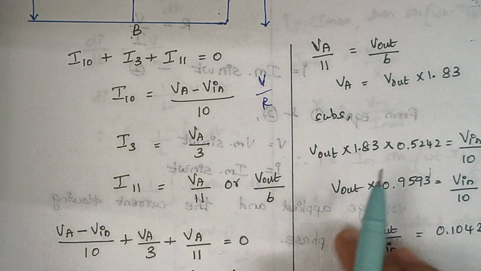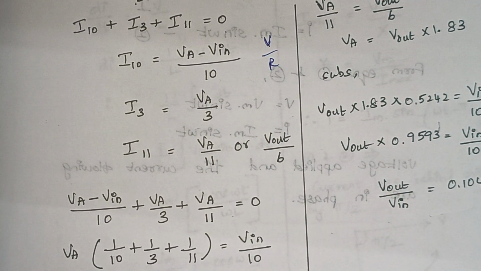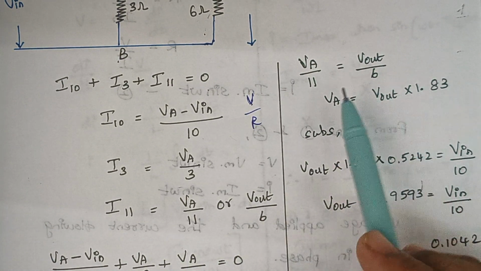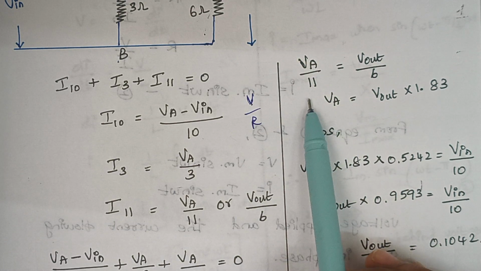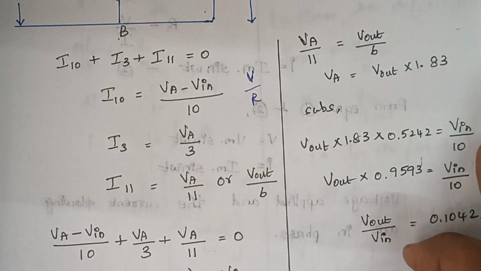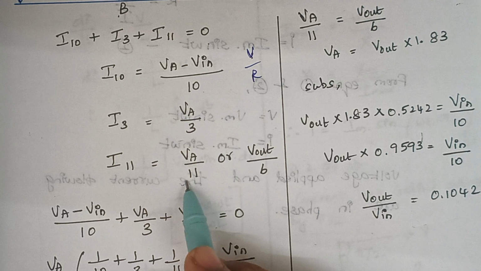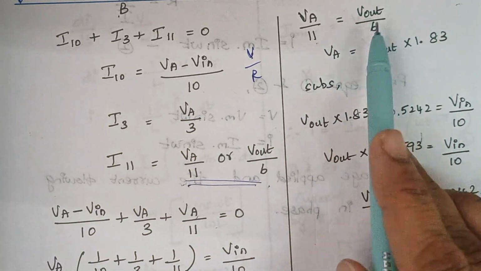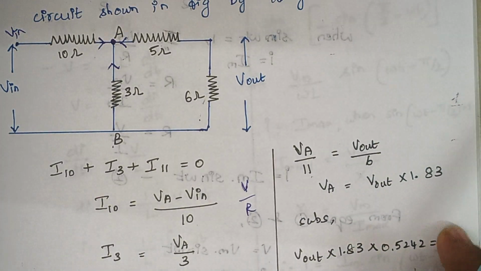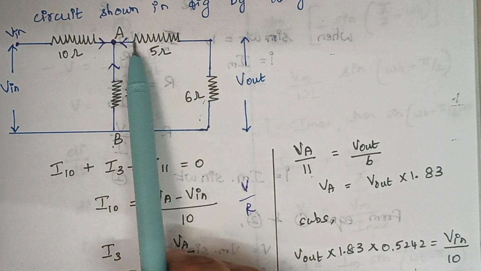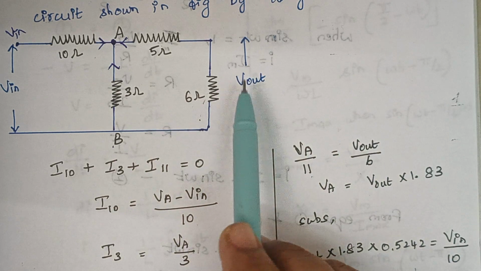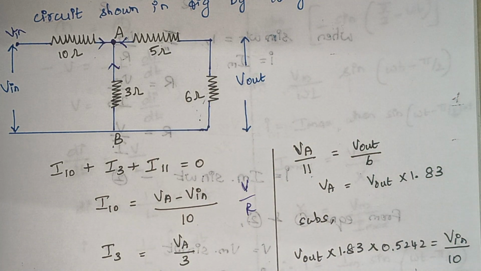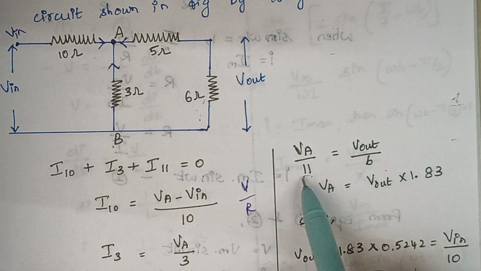So again substituting these values in this expression. When you substitute it, you see we are taking VA commonly outside. And once you solve, we are taking this expression, right? So VA by 11 is equal to V out by 6. Both mean the same, right? Because VA by 11 gives you a current, right? Similarly, V out by 6 also gives you a current, and these two elements are in series. Therefore, we are holding this expression.